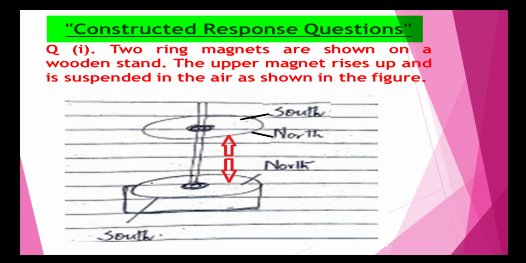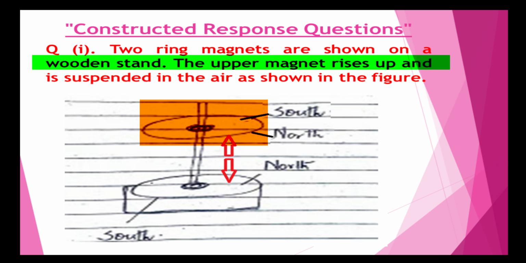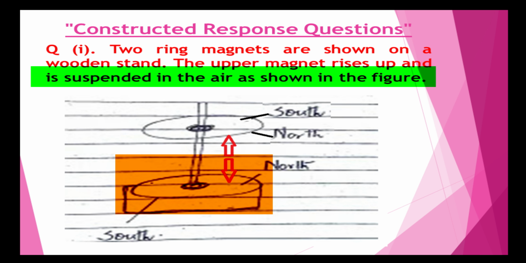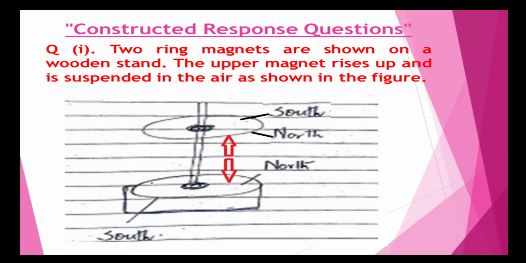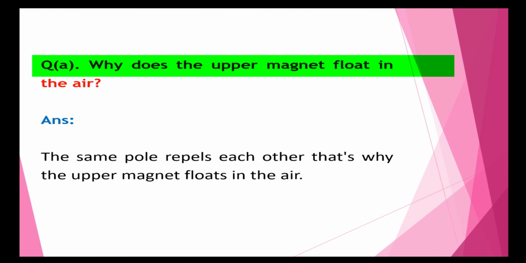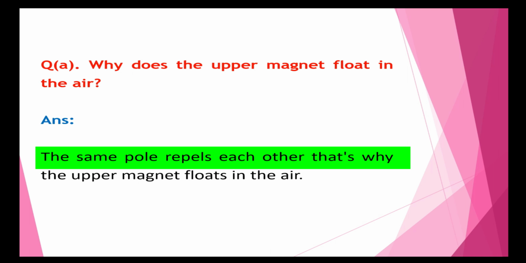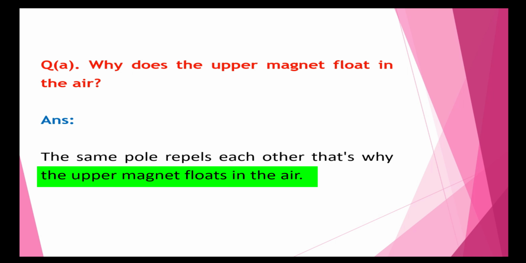Constructed response question. Question number 1. Two ring magnets are shown on a wooden stand. The upper magnet rises up and is suspended in the air as shown in the figure. Question A. Why does the upper magnet float in the air? Answer. The same poles repel each other, that's why the upper magnet floats in the air.